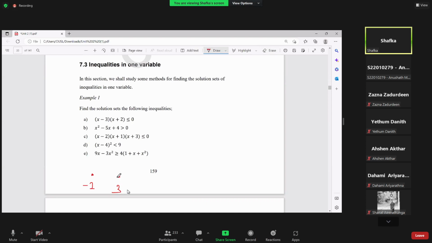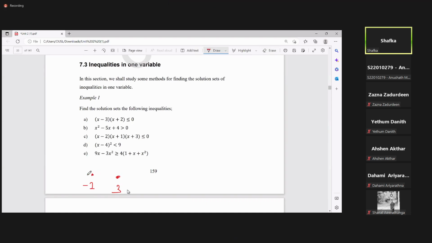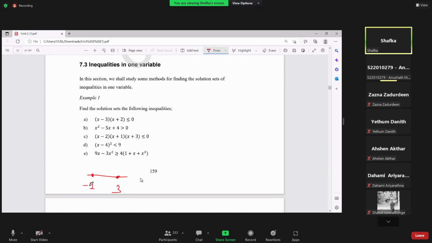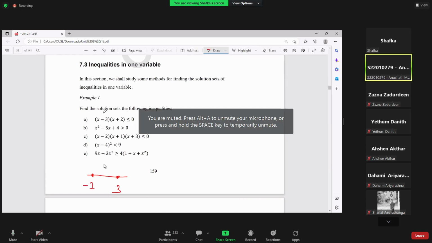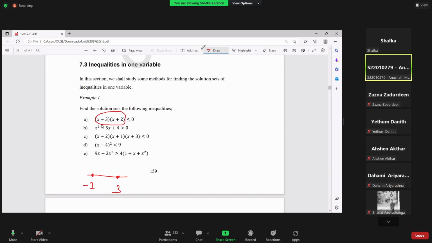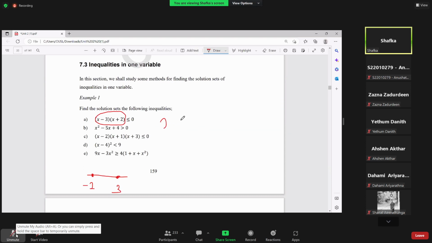-2 and -2 and 3. Why do we include that? Is that your question? When you consider -2, what happens to this inequality? What happens to this side? Yeah, but earlier we used to make this an equal sign.